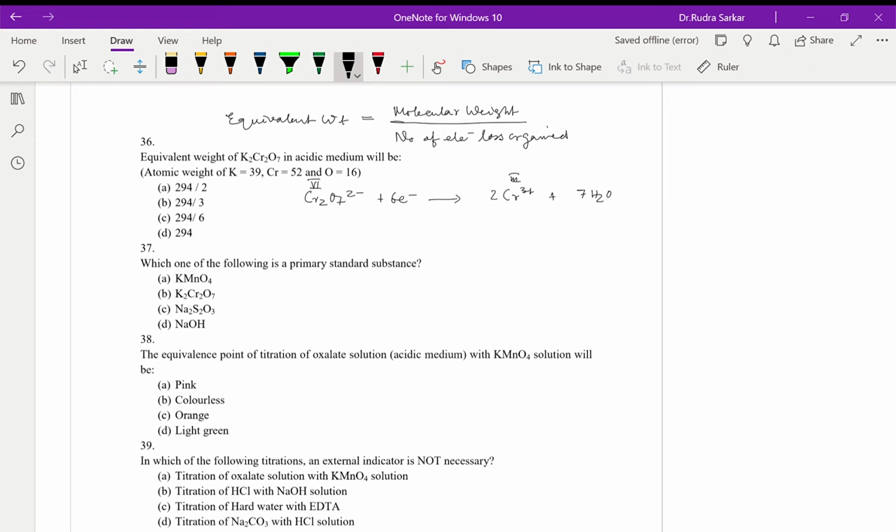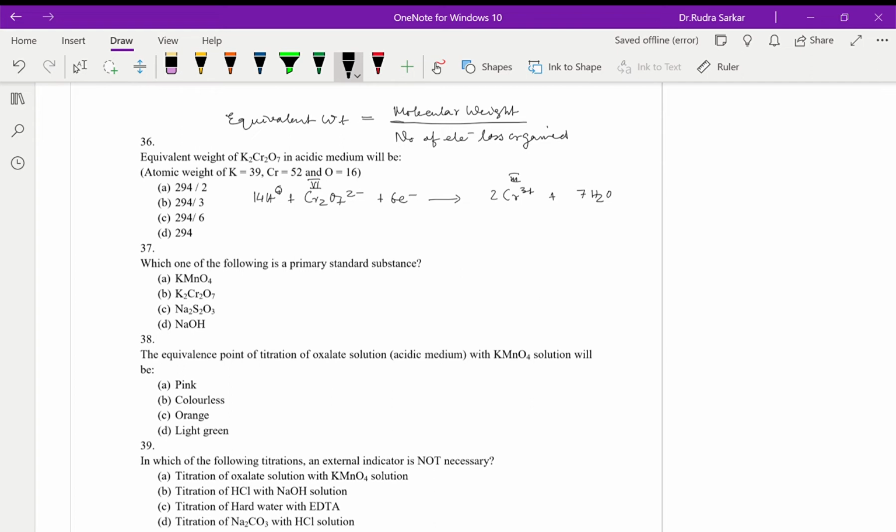Now to balance the hydrogen we have to add an equal number of protons on the left hand side. Okay, so that is how we have to balance the equation and then check the charge on both the sides, left hand side and right hand side. If it is balanced, then the equation is balanced by the ion electron method.